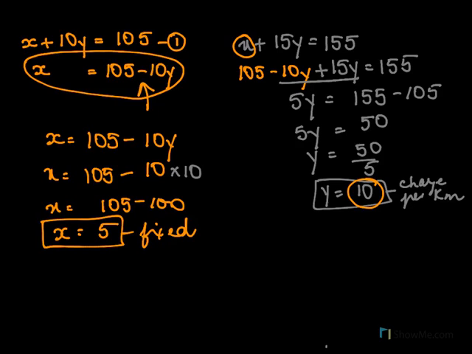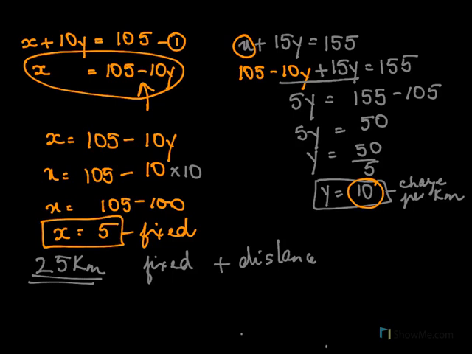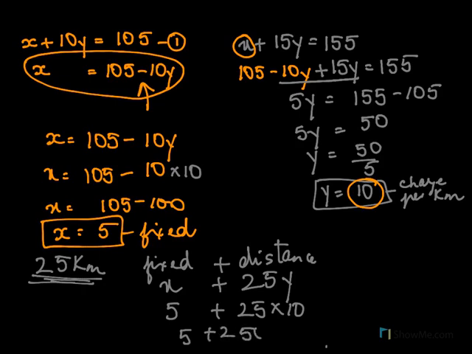The next part of the question said, how much will they have to pay for 25 kilometers? Now if you're traveling 25 kilometers, you have to pay the fixed charge plus for the distance. There are two parts. The fixed charge is X and the distance is 25 kilometers, so that would be 25Y, because Y is for every kilometer. So our X is 5, and Y is 10. So 5 plus 250, we'll have to pay 255 rupees for 25 kilometers.